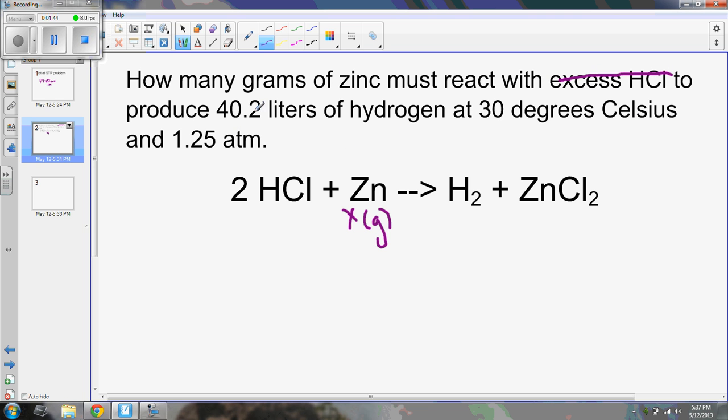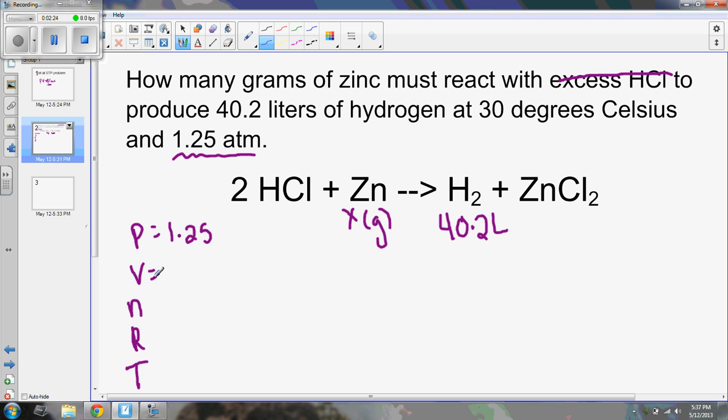To produce 40.2 liters of hydrogen at 30 degrees Celsius and 1.25 atmospheres. So I'm solving for X in grams. I start with liters, and I'm not at STP. So I know right away I'm going to need to figure out my P, V, N, R, and T. My pressure, whenever I see atmospheres, that's my pressure measurement. So my P is going to be equal to 1.25.